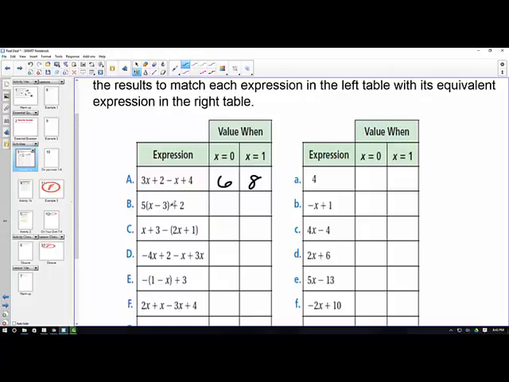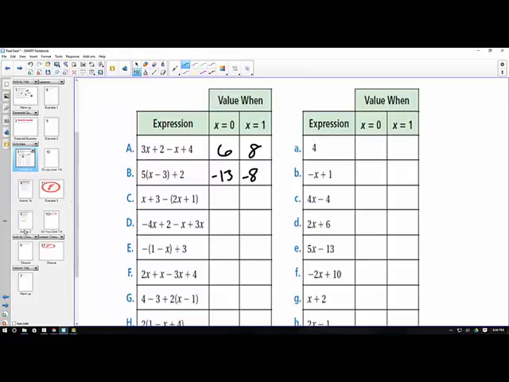And let's just look at the next one. We're not going to do all of these, but you get the idea of how we do this. So like 0 minus 3 is negative 3. Negative 3 times 5 is negative 15. And negative 15 plus 2 is equal to negative 13. If I plug in a 1 here, 1 minus 3 is negative 2. Negative 2 times 5 is negative 10. And then plus 2 is negative 8. And we just keep on going through all of these, just entering in the zeros and the ones.